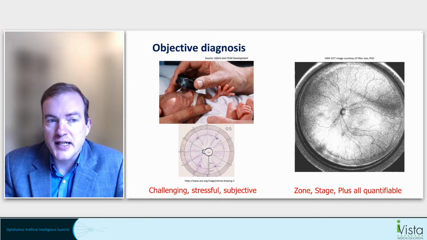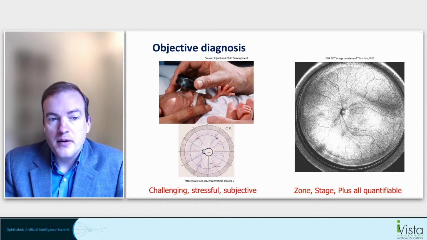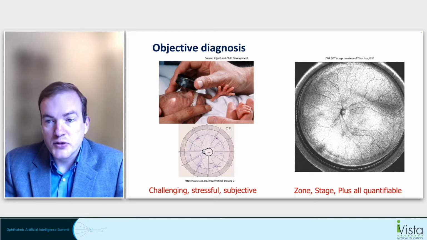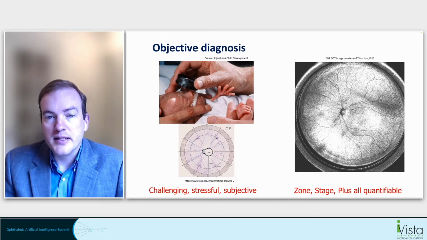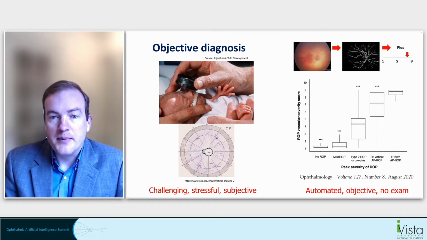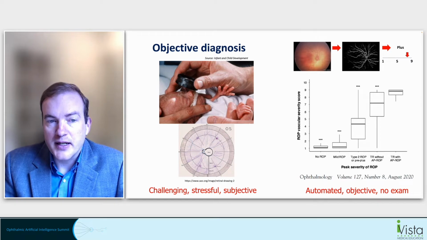Application number 1 is objective diagnosis. There are very few vitreoretinal diseases that we diagnose the same way today as we did in 1950. But that's not true for ROP. The ophthalmoscopic exam is the same way ROP was first described by Patz and others in the 50s, and that's the same way we diagnose it today. But all of the components of ROP, that is zone, stage, and plus, are quantifiable. This is an ultra-wide field OCT, which would be one way to provide objective diagnosis. What I'm going to talk about today is using AI to provide objective diagnosis.